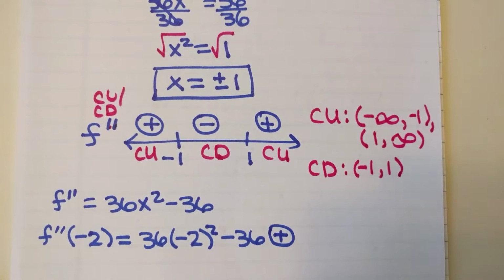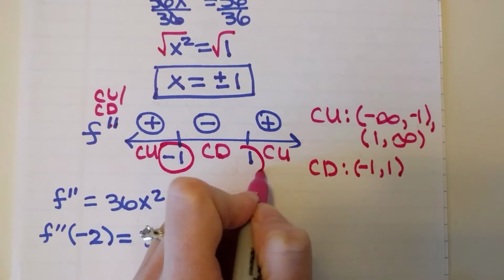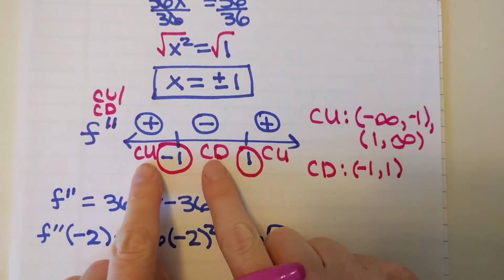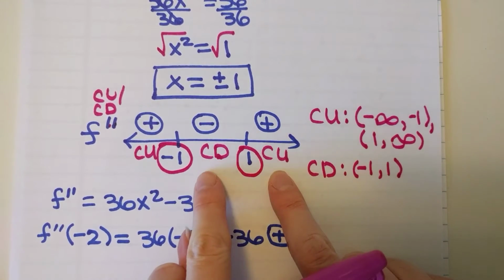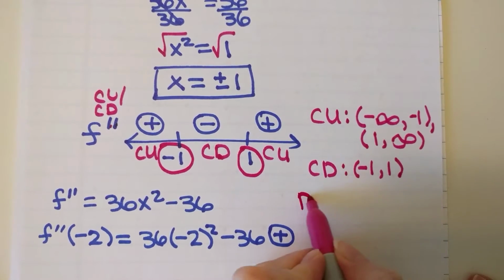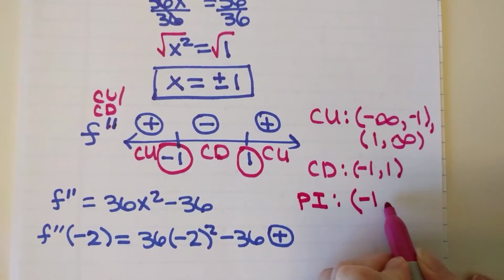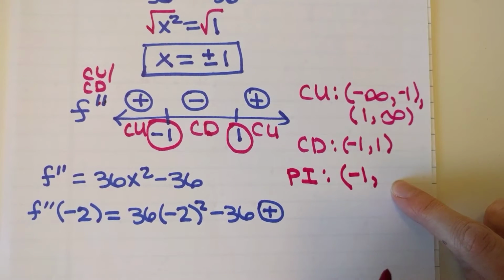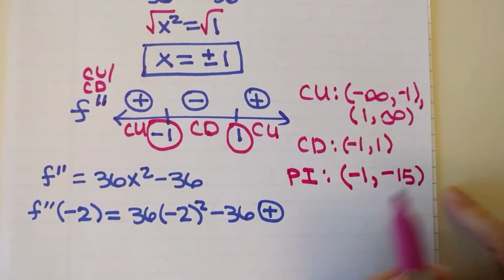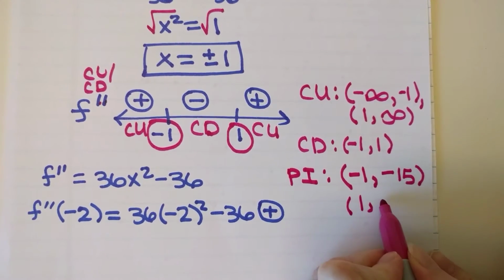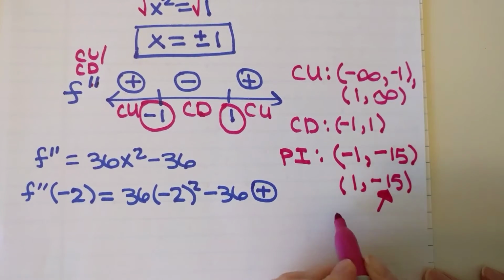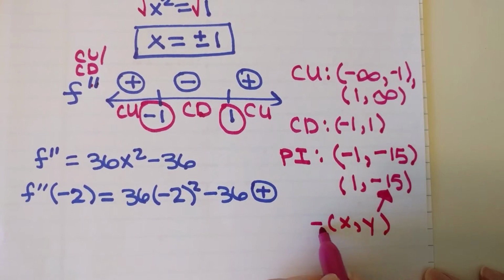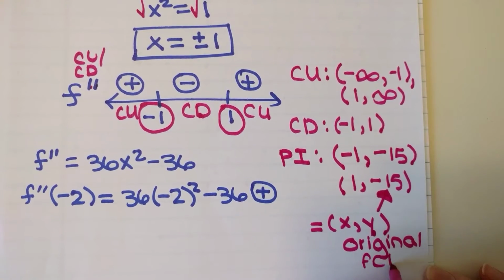We also have points of inflection, and those points of inflection happen at negative 1 and at 1, and that is due to the change in concavity. So we're changing from concave up to concave down, and then over here changing from concave down to concave up. So for our point of inflection at negative 1, we plug into the original function, and that gives us negative 15. And then here we have 1 comma, and then plugging into the original function. But again, keep in mind that this is a point x comma y, and that y value is found by plugging into the original function.